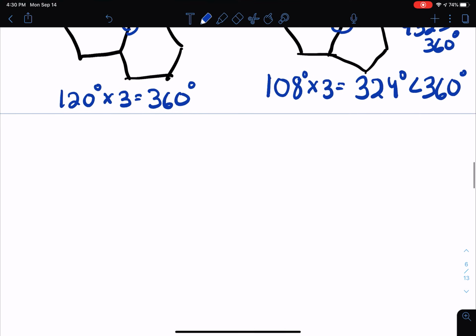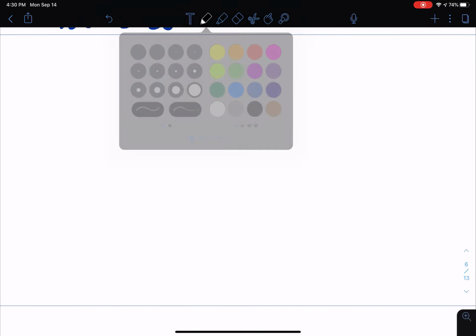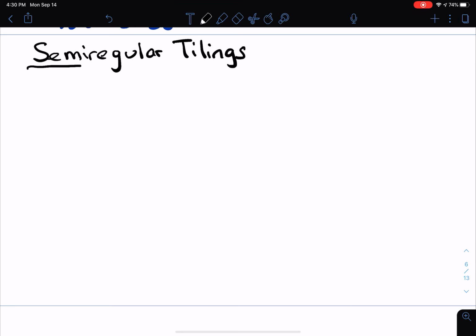Now don't despair. These are not the only kinds of tilings. I was just saying those are the only kinds that you can do with regular polygons, if you want to take a single regular polygon and tessellate it. But we have other options. In fact, we have something called semi-regular tilings. There are 8 of these possible.